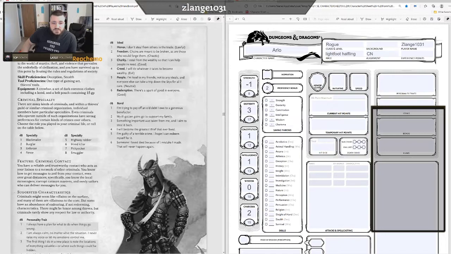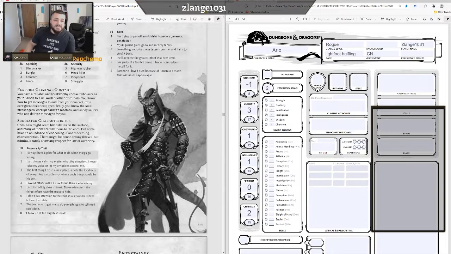Equipment: your basic thieves' tool set, crowbar, set of dark common clothes, including hood and belt pouch containing 50 gold. Criminal specialty. What was your crime of choice? Feature, criminal contact. You have a reliable and trustworthy contact who acts as your liaison to a network of other criminals. You are in a criminal underground, basically. You know how to get messages to and from your contact, even over great distances. Specifically, you know the local messengers, corrupt caravan masters, and seedy sailors who can deliver messages for you. Yeah, criminal information underground.